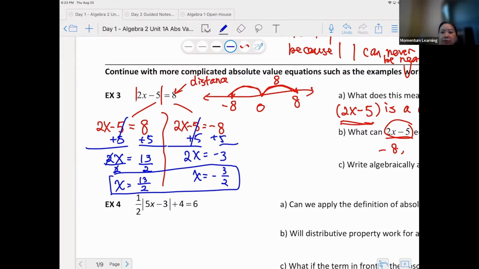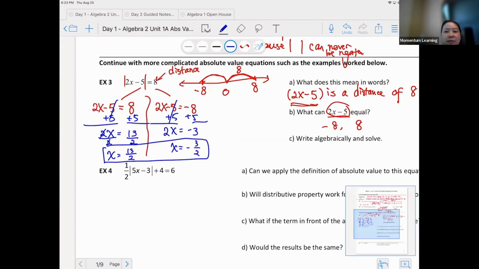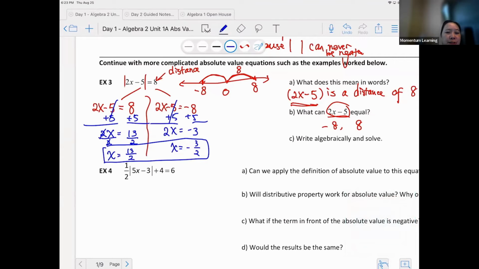Check your answer, so negative 8 plus 5, or 8 plus 5. This is some basic addition and subtraction with negative numbers, so make sure you do not make careless mistakes. This is example 3. Any questions about example 3? Okay, I will move on to example 4.